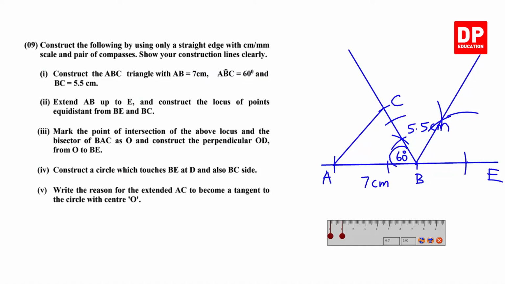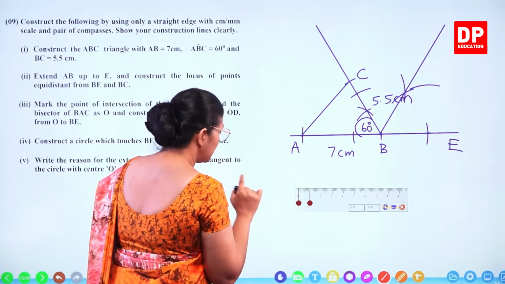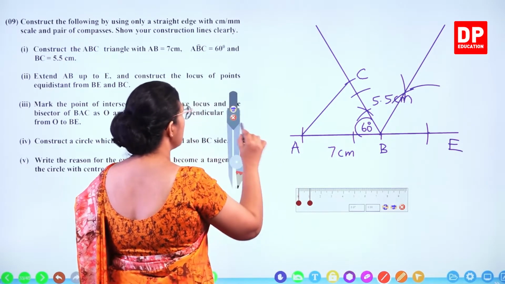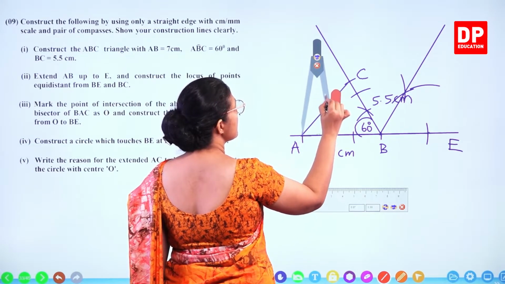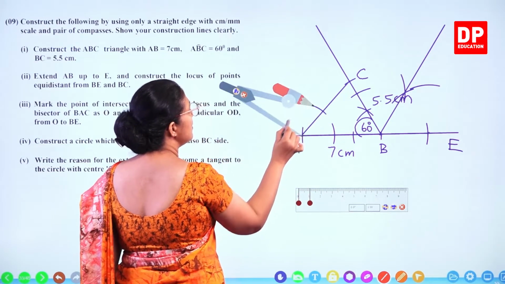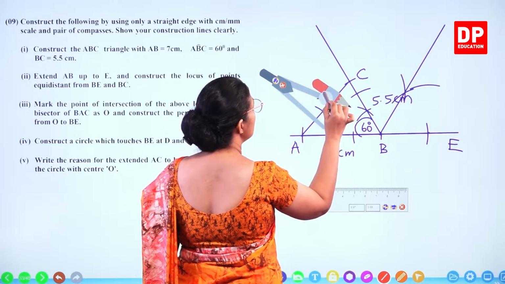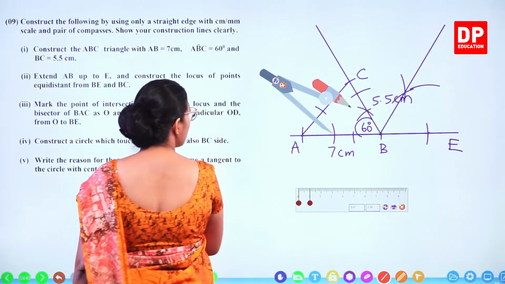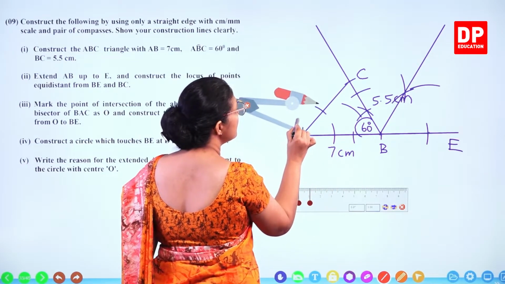Mark the point of intersection of the above locus and the bisector of BAC. So you have to bisect this angle as well. So how you bisect that angle? You have to again take the point A and take any distance and do the same thing. Mark an arc here, here, and then you keep the compass here and you can mark the point. In the middle, do the same thing.